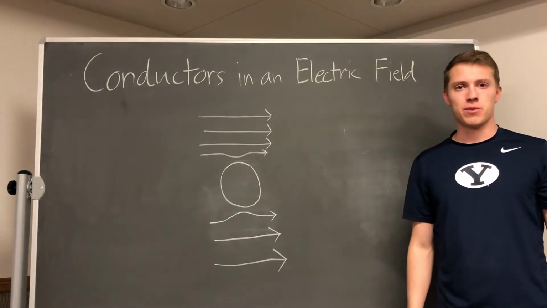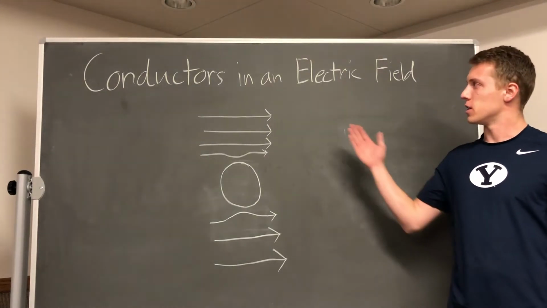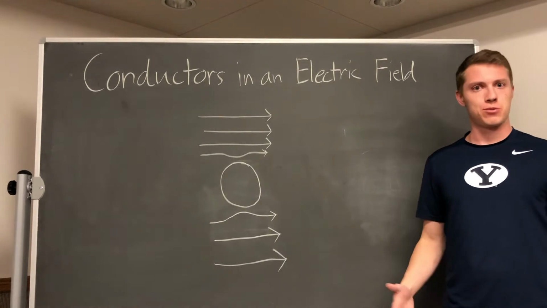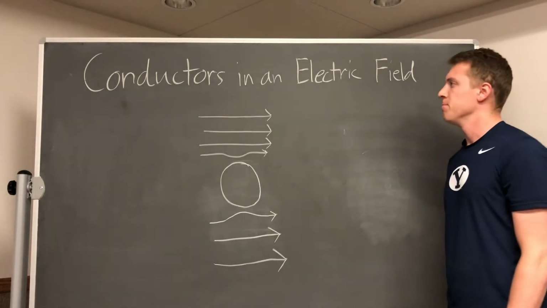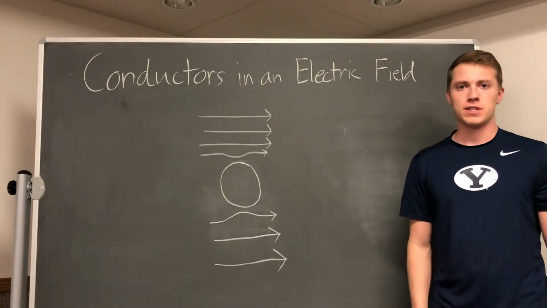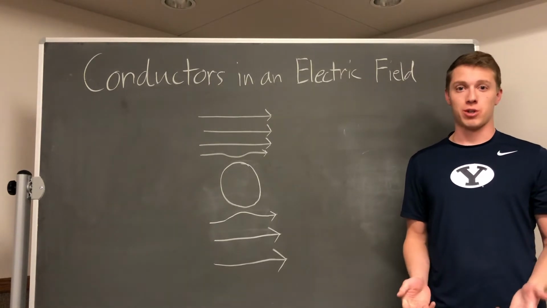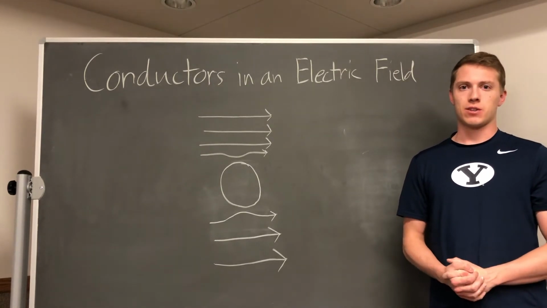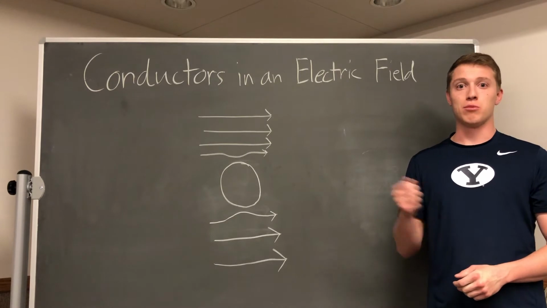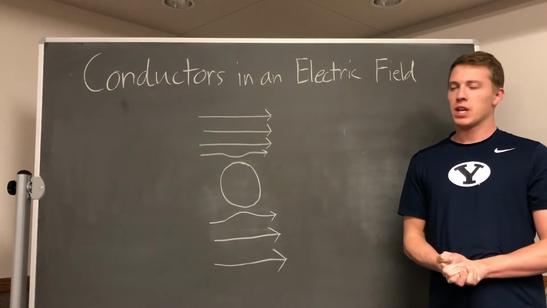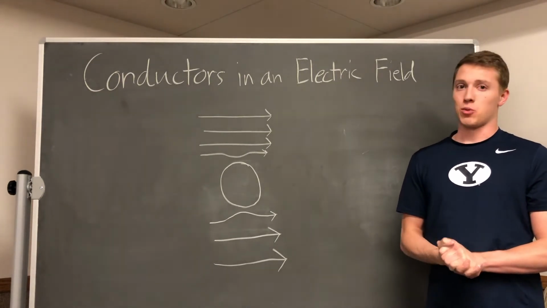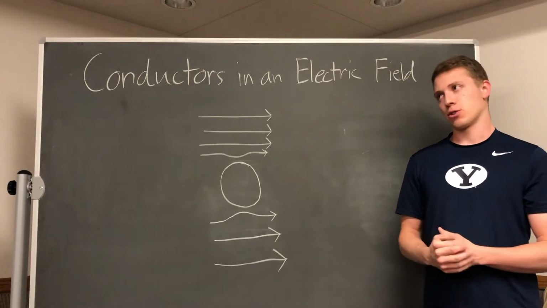Hi, my name is Zach Ludwig, and today we're going to talk about conductors in an electric field and what happens when you put a conductor in an electric field. So first thing that you need to know is that conductors have what we call free charges. That means that conductors have charges within them that are allowed to move freely. And so they orient themselves in a special way when you place that conductor in an electric field.